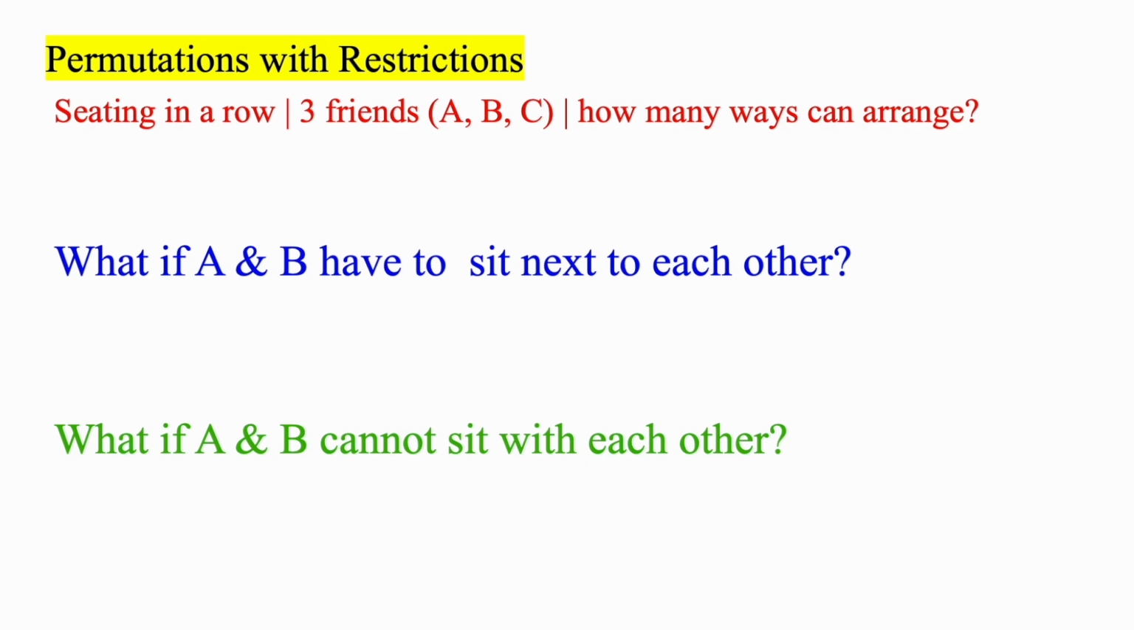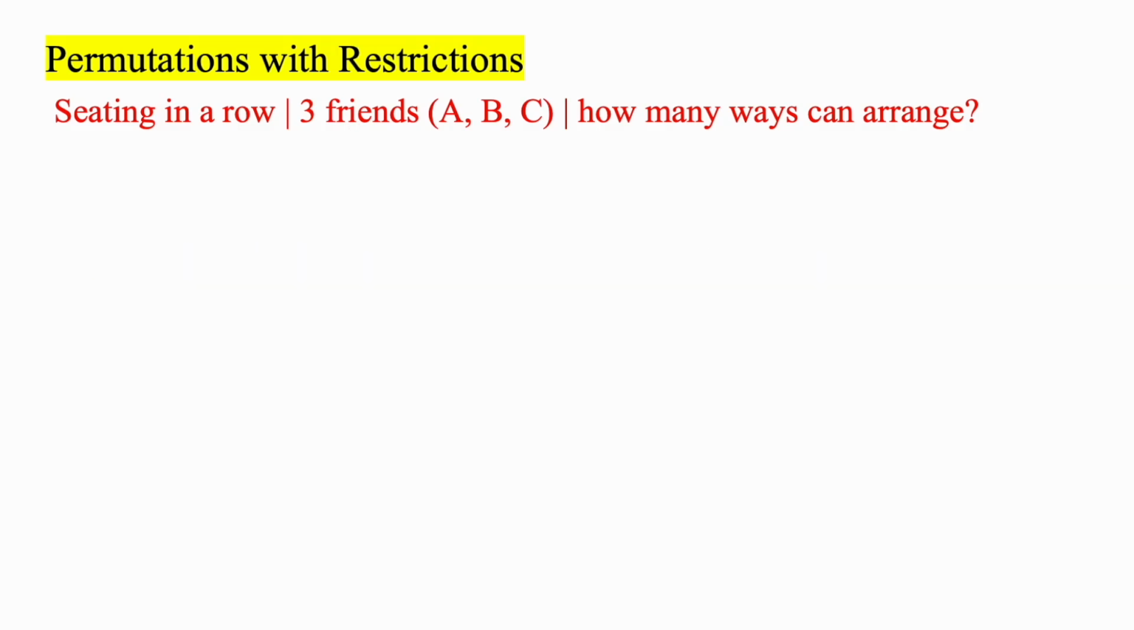Okay, in this video, we're going to explore permutation with restrictions, and so let's begin. There's actually going to be two sets of problems. For this first set, I chose a very small number, so we can actually visually see it also. Let's begin. You're sitting in a row, and you have three friends, A, B, and C.